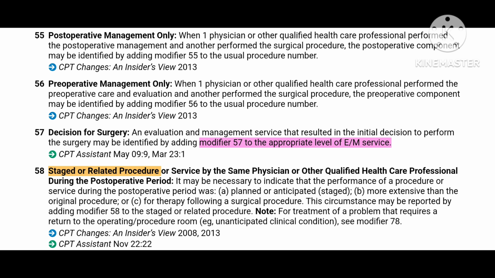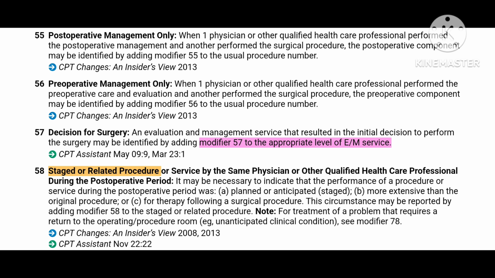Next is modifier 58. Staged or related procedure during postoperative period by the same physician. For example, a patient has got some problem and this is a little complicated surgery. So I'm not going to do it in a single day. What I will do is I can split the surgery into 2 procedures and do it on 2 different days. And this is usually done in the postoperative period only. If it is a minor surgery, within 10 days I will do both the surgeries. But it is actually one surgery, but I am doing it as staged procedures.